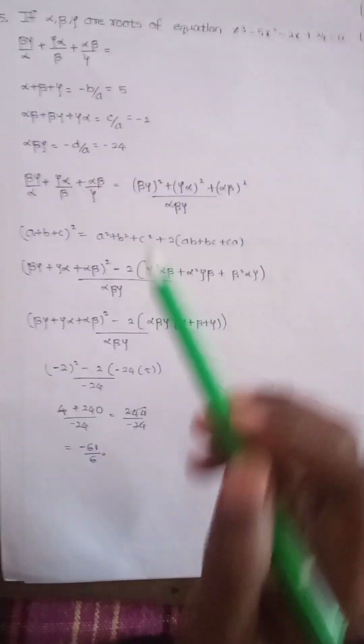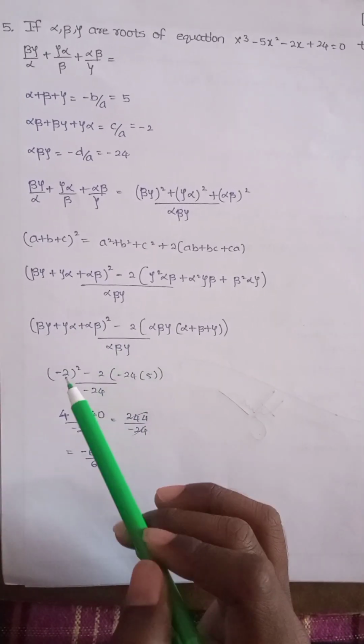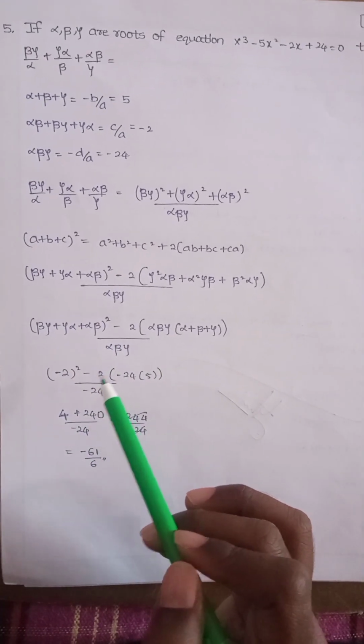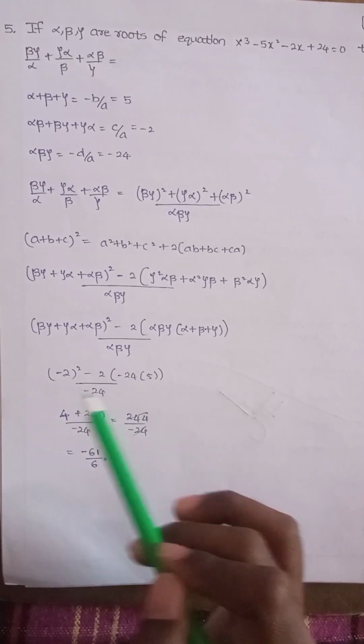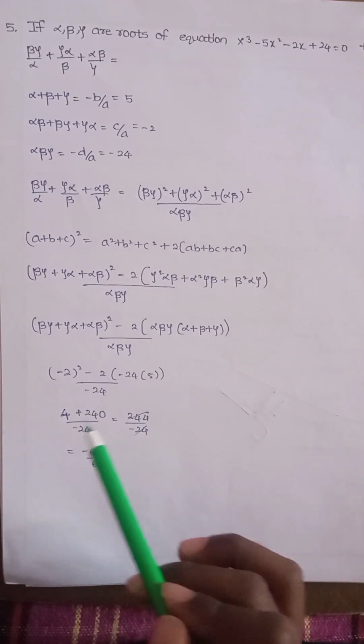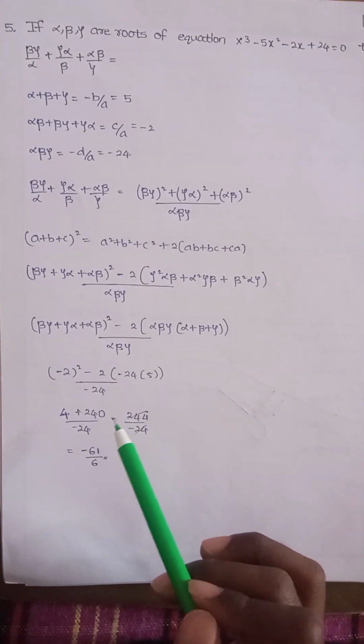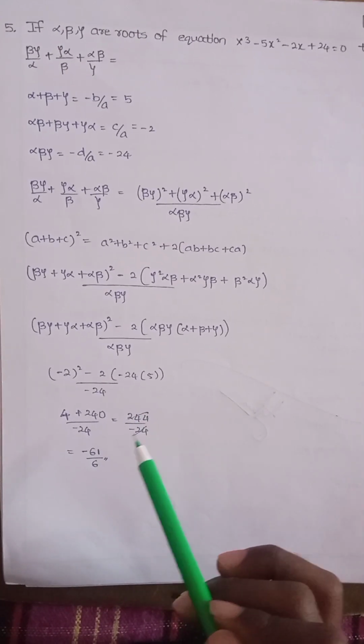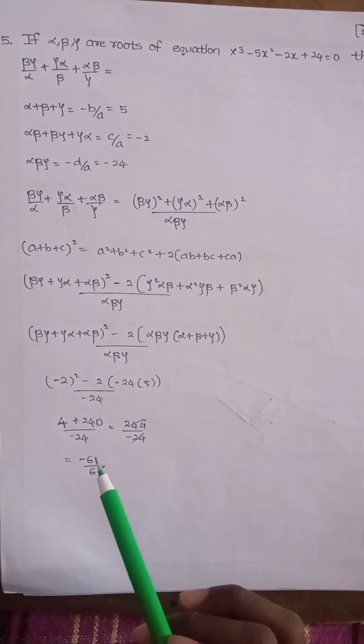Substituting all these values in this equation, we can get minus 2 whole square minus 2 of minus 24 into 5, by minus 24, that is 4 plus 240 by minus 24, which is equal to 244 by minus 24, that is equal to minus 61 by 6.